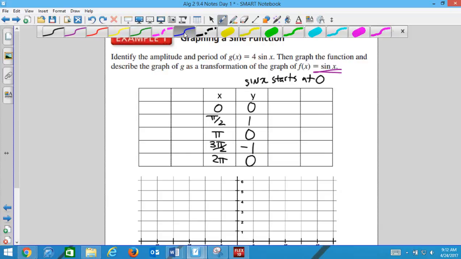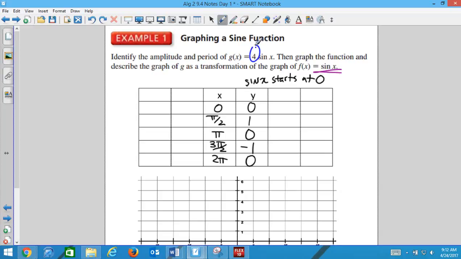Then you're going to answer this question. What does a 4 multiplied by the function do? So this does say describe the graph as a transformation. So we're going to write down vertical stretch by a factor of 4. And then in our chart, you said it affects the y, so we go to the y side and we multiply by 4. Just the y values. We've done this before, a lot.